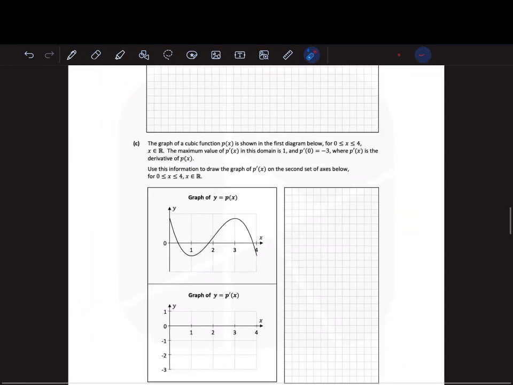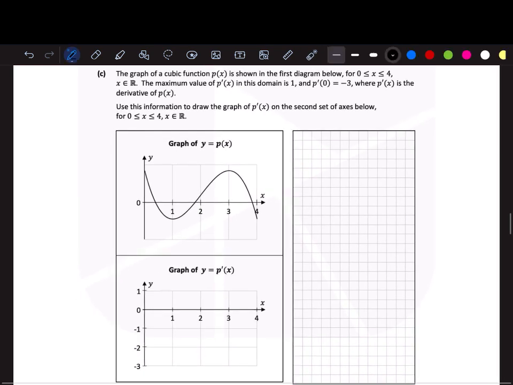So this question is something that you wouldn't have met yet. It's sort of towards the end of it when you understand everything. I know you've heard of point of inflection, or you call it the POI, and whatnot, but this is what it's going to be. So it says the graph of the cubic function p of x is shown in the first diagram below for x between 0 and 4. The maximum value of p prime, which is the derivative of p, in the domain is 1, and p prime of 0 is equal to minus 3, where p prime of x is the derivative of p of x. Use this information to draw the graph of p prime of x on the second set of axes below for x between 0 and 4.